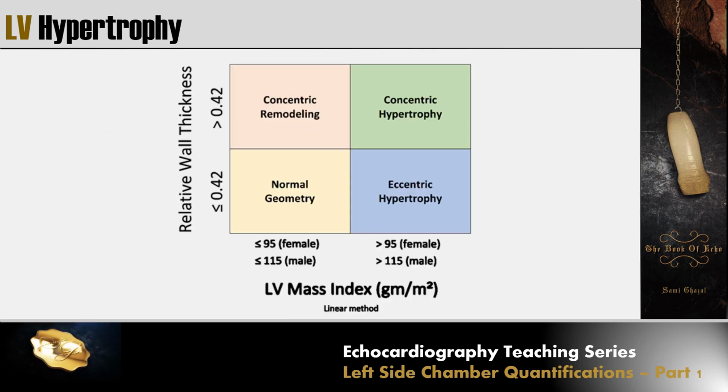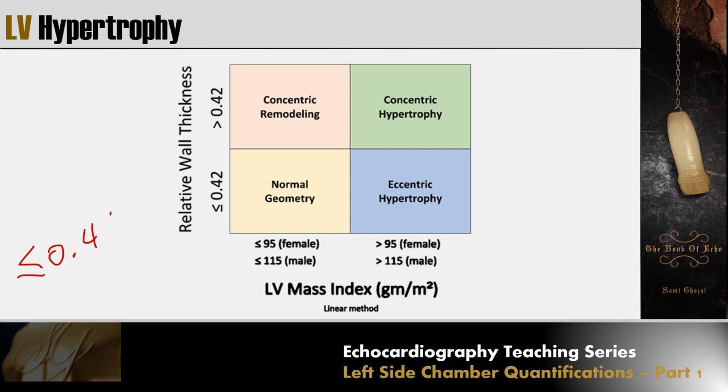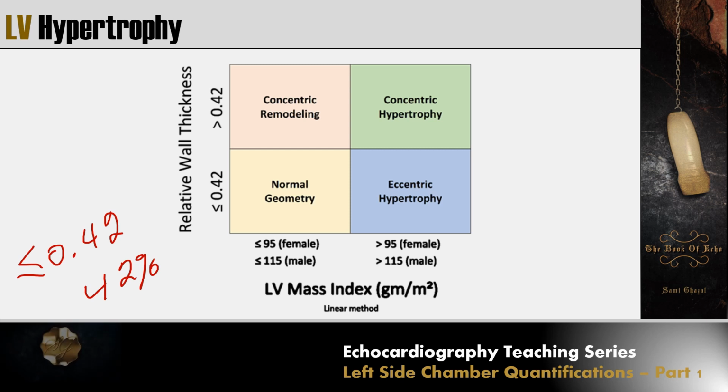So the options for hypertrophy will be dependent on the mass and relative wall thickness. It will be like this. If you have a normal mass and a normal relative wall thickness, a normal relative wall thickness is less than or equal to 0.42, or 42%. This is the normal relative wall thickness. So if you have a normal mass and normal relative wall thickness, we will call it normal.